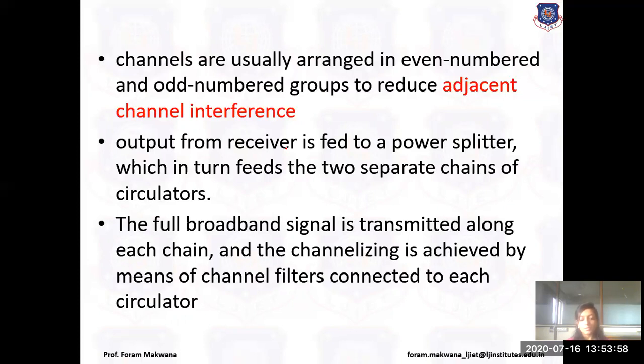So the output from the receiver is fed to the power splitter, which again feeds two separate chains of circulators. The function of a circulator is only to circulate the power from one port to another port. The full broadband signal is transmitted along each chain in such a way that channelizing is achieved by means of a channel filter which is connected to each circulator.